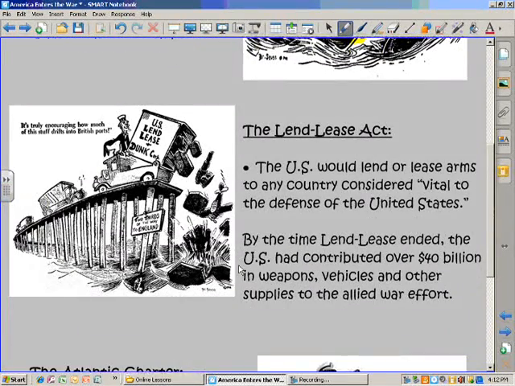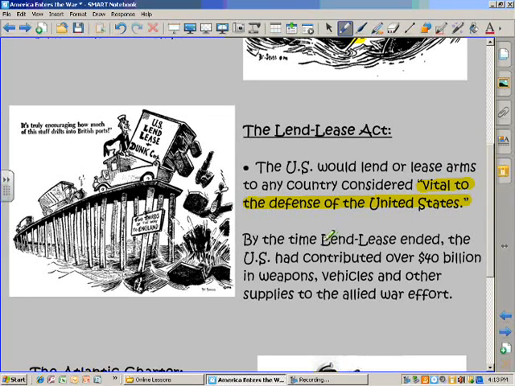Now, with this act, the United States would lend or lease arms, so they would pay them off, and they were supposed to return them, and they'd keep making payments, to any country considered vital to the defense of the United States. So if we saw countries that, for instance, let's look at Great Britain, also known as England, that we were friends with, we would help them out because they were vital to our defense, because they stood for the same things we stood for, and they were against the Germans.